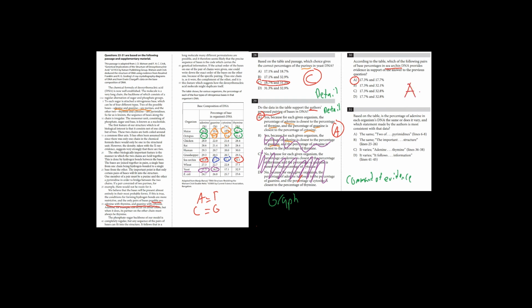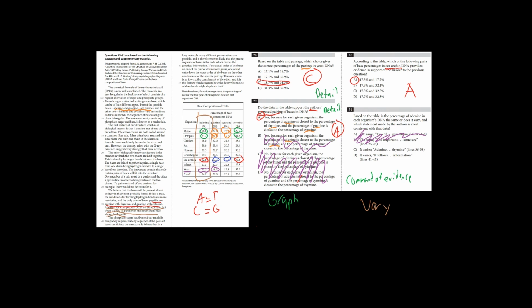31, they're asking, based on the table, is the percentage of adenine in each organism's DNA the same, or does it vary? And which statement proves that? So now they're asking us just to look at this block. And we see that it does vary. So we're going to go ahead and get rid of letter choice A and B. And now let's go ahead and check where our answer comes from. So lines 36 to 38, it says adenine, for example, each occur on either chain, but when it does, its partner on the other chain must always be thymine. So that doesn't really give us any information.